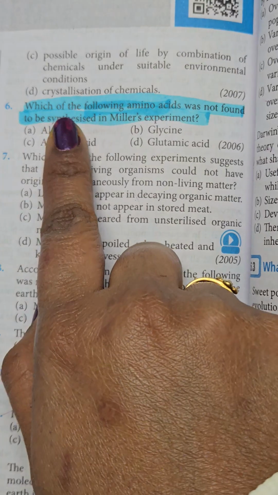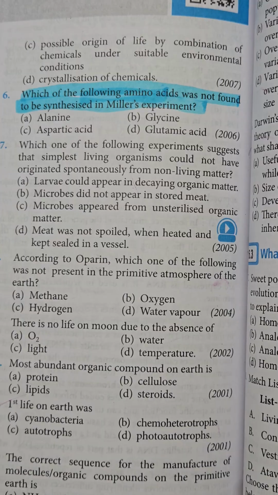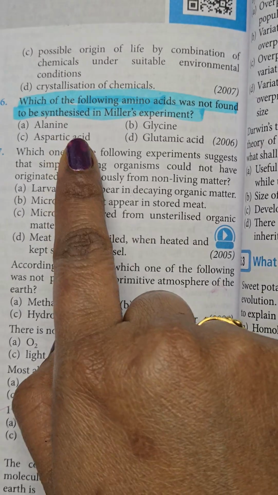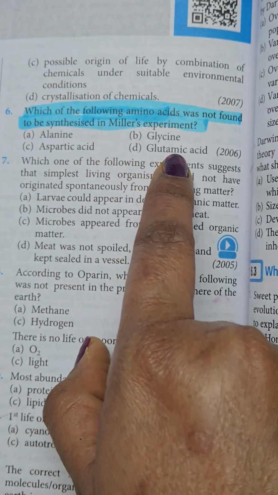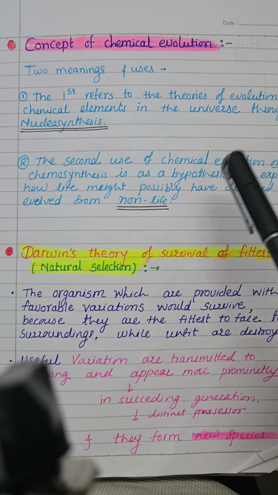I'll show you. This question was asked in 2006. Which of the following amino acids was not found to be synthesized in the Miller experiment? I think alanine, glycine and aspartic acid are formed, and glutamic acid is not formed. So life comes from non-living things.